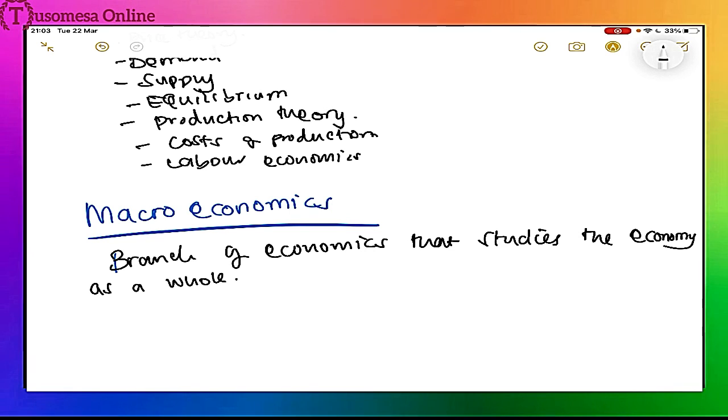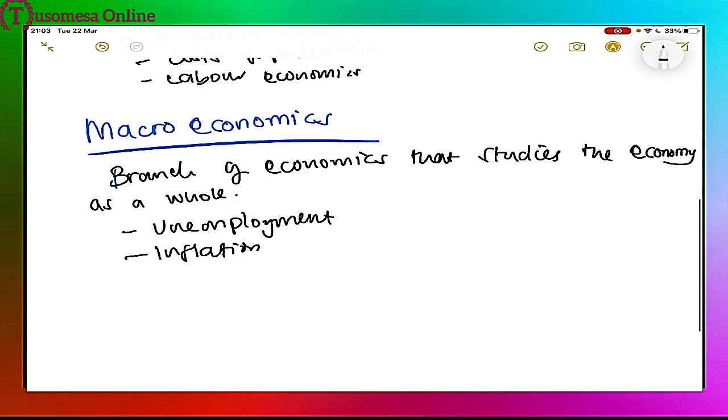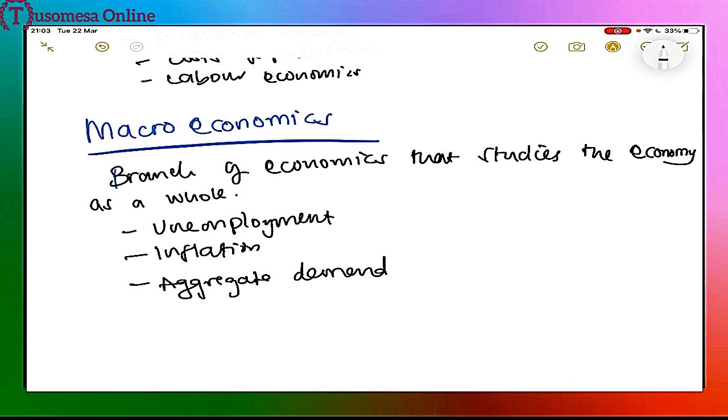So it deals with the economic behavior of economic aggregates. In this case, we are going to be talking about issues like unemployment. You're going to look at inflation, and you're going to look at aggregates. This is where we shall be looking at aggregate demand, the total expenditures. When you talk about aggregate, we're talking about totals. So aggregate demand, and we shall talk about aggregate supply. That is all under macroeconomics.